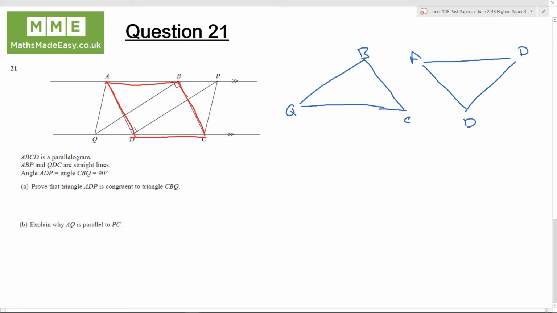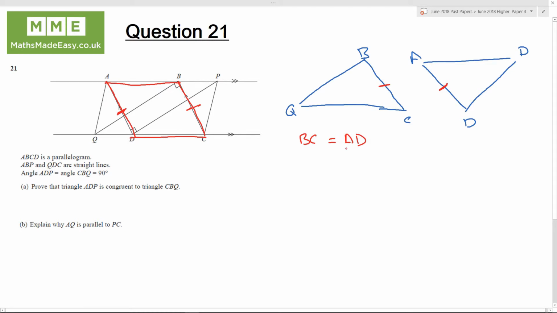So we can see that this length here, AD, must be the same as BC, because they are two sides of a parallelogram. So we'll say that BC must equal AD.